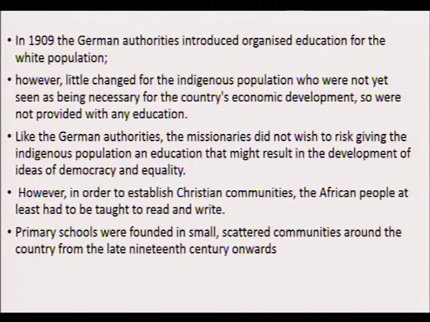However, in order to establish Christian communities, the African people at least had to be taught to read and write. Primary schools were founded in small scattered communities around the country from the late 19th century and onwards.